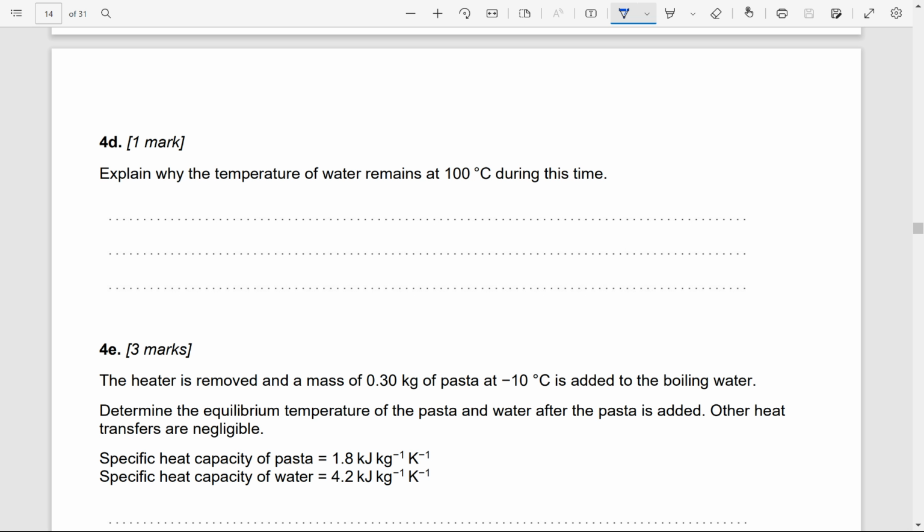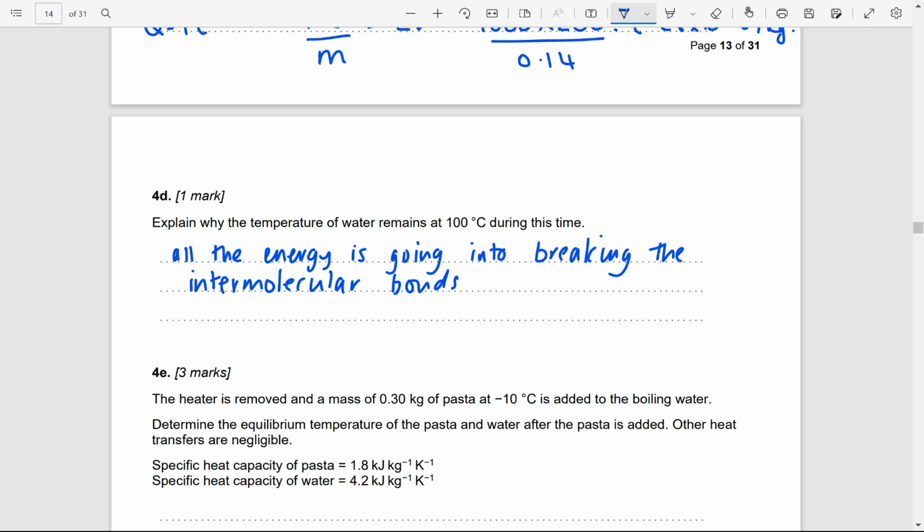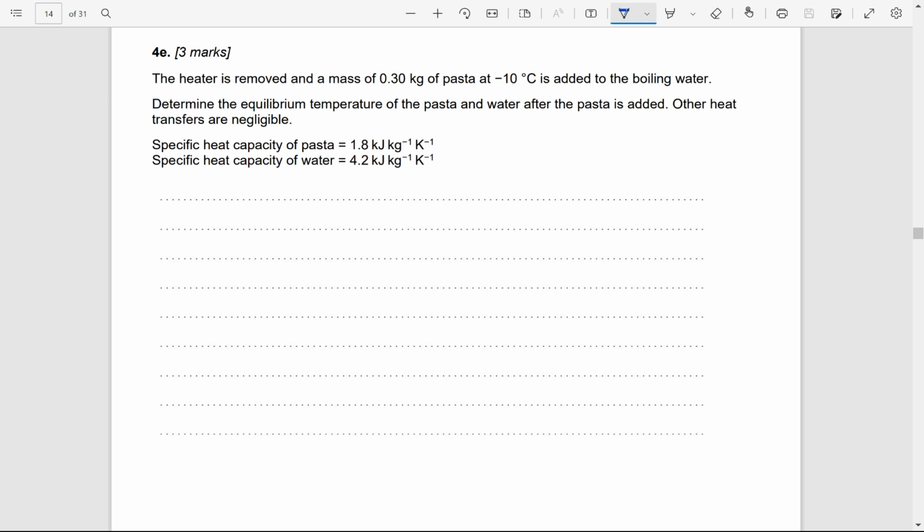So for 4D, it's asking you to understand and explain why, when there is a change of phase of a substance, the temperature remains constant. And that is because all of the energy that's being inputted is being used to increase the potential energy of the particles. In other words, to break the intermolecular bonds. So I'm just going to pause the video and write that now. Like so.